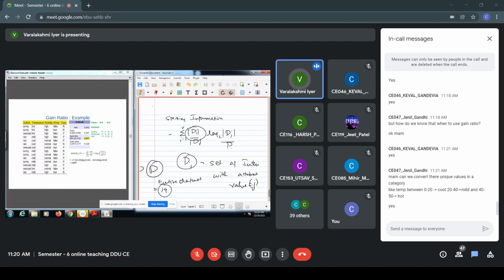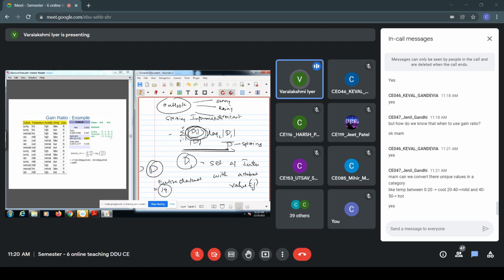Now dj, for example, we are calculating the splitting information for Outlook. For splitting information for Outlook, we have three different values for j: sunny, rainy, and overcast. These are the three j values that we have. So we'll calculate dj for sunny, dj for rainy, dj for overcast, and we'll sum those values. That is our splitting information.